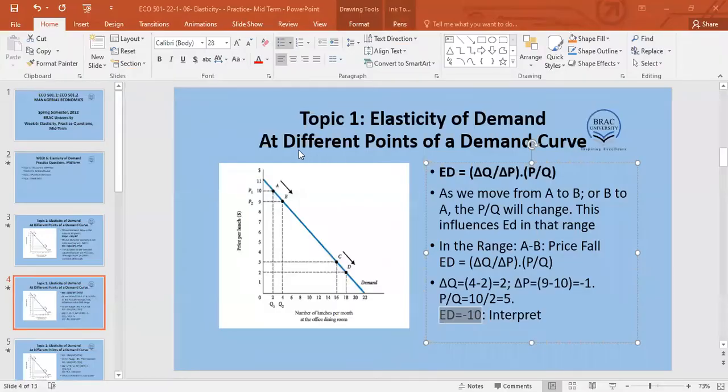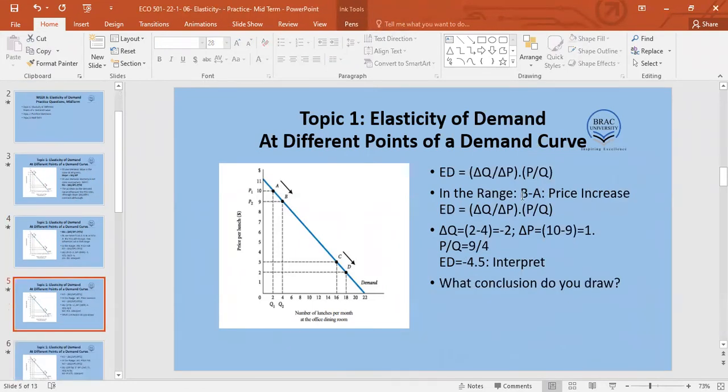Right? We have done this many times last week, haven't we? Yes, sir. So let's see again, now in the context of this particular example. So price fell by 1 unit, quantity increased by 2 units, but the response is 10 times. That means demand is highly responsive to a price decrease in the AB region.